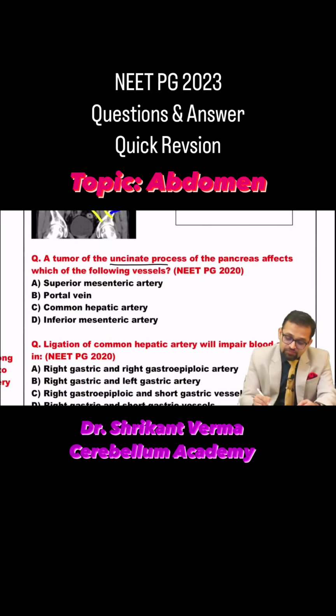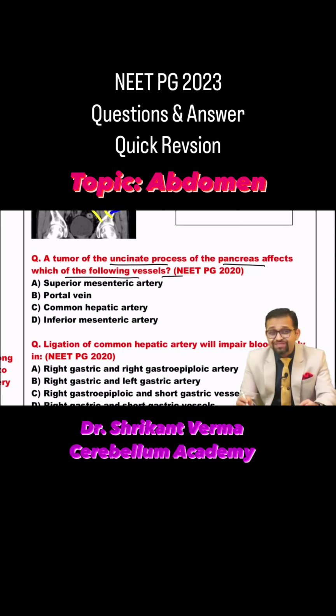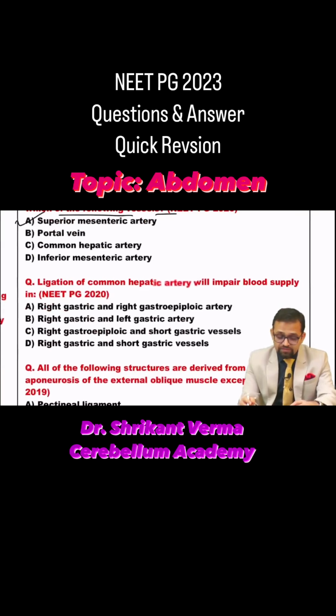Now look, there is a question. Tumor of the uncinate process of the pancreas affects which of the following vessels? So in front of the uncinate process, there is the presence of the, tell me the answer. Very nice, Anish. Answer is A, superior mesenteric vessels. So blood vessels you must know. Can you see another question?